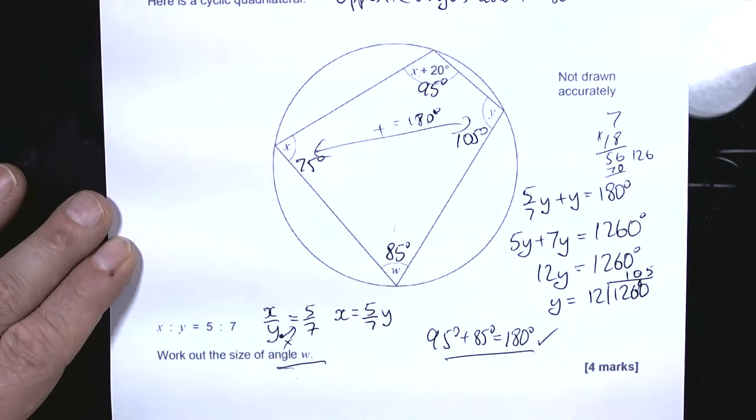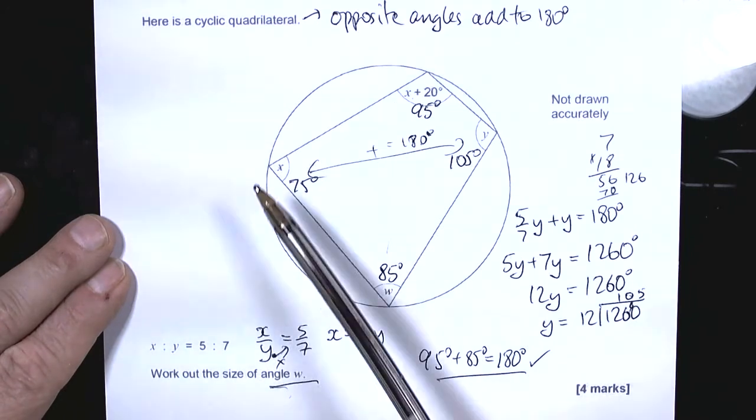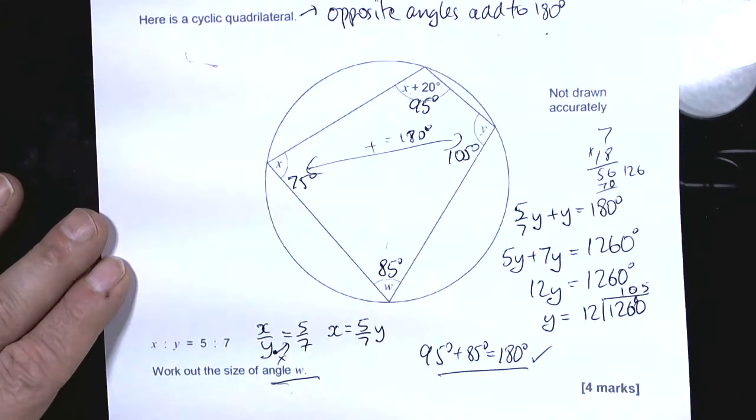That's our check. Okay, so that's how that question could have been answered, by thinking about the fact that in a cyclic quadrilateral, opposite angles add to 180, and so on.